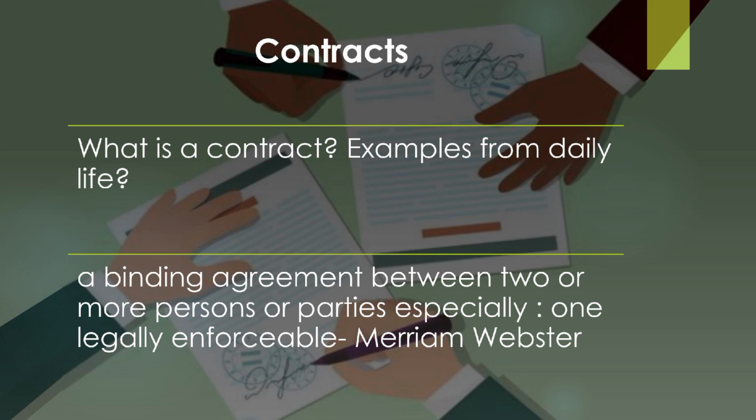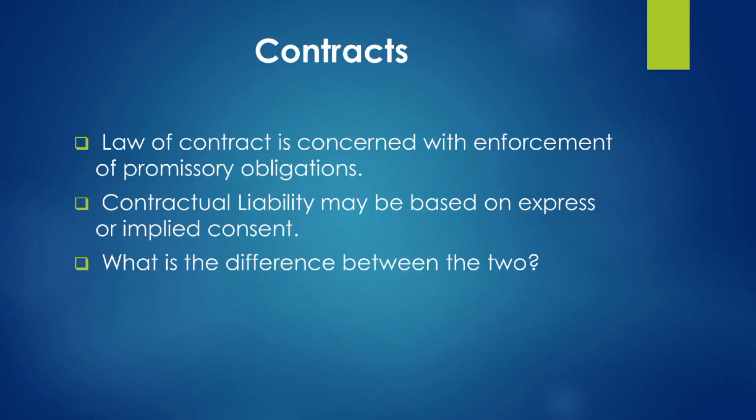Contracts. What is a contract? Examples from daily life. A binding agreement between two or more persons or parties, especially one legally enforceable, Merriam-Webster. Law of contract is concerned with enforcement of promissory obligations. Contractual liability may be based on express or implied consent. What is the difference between the two?